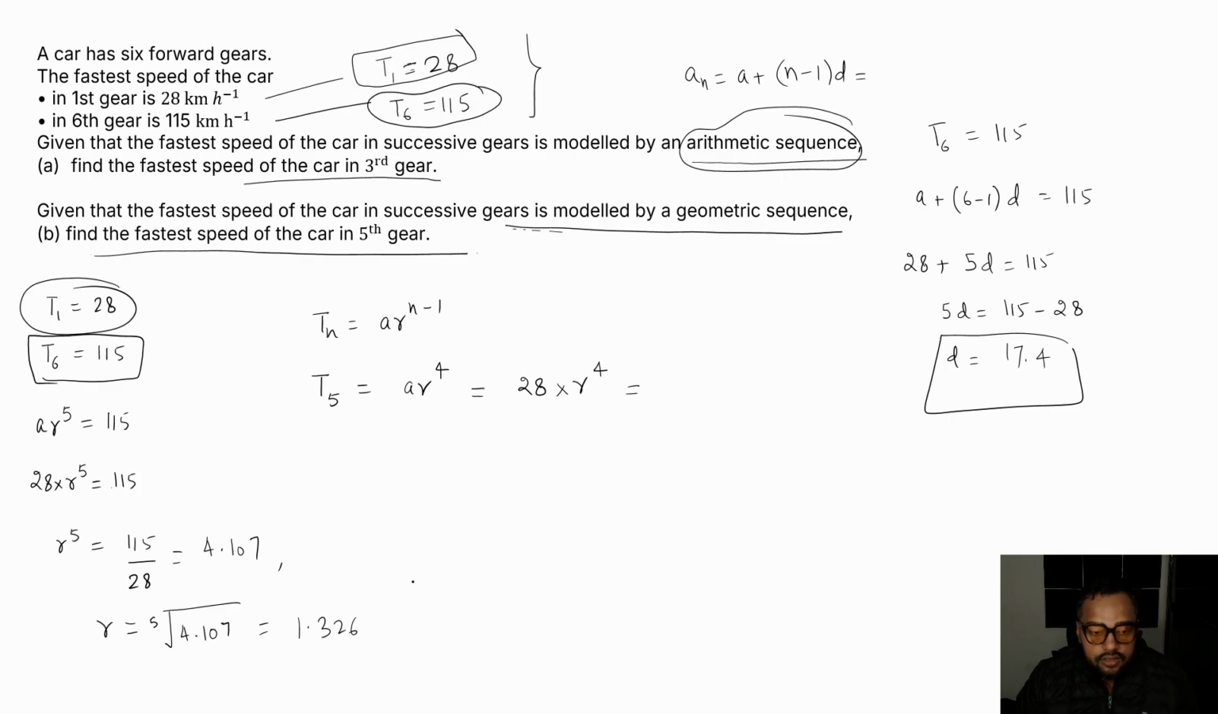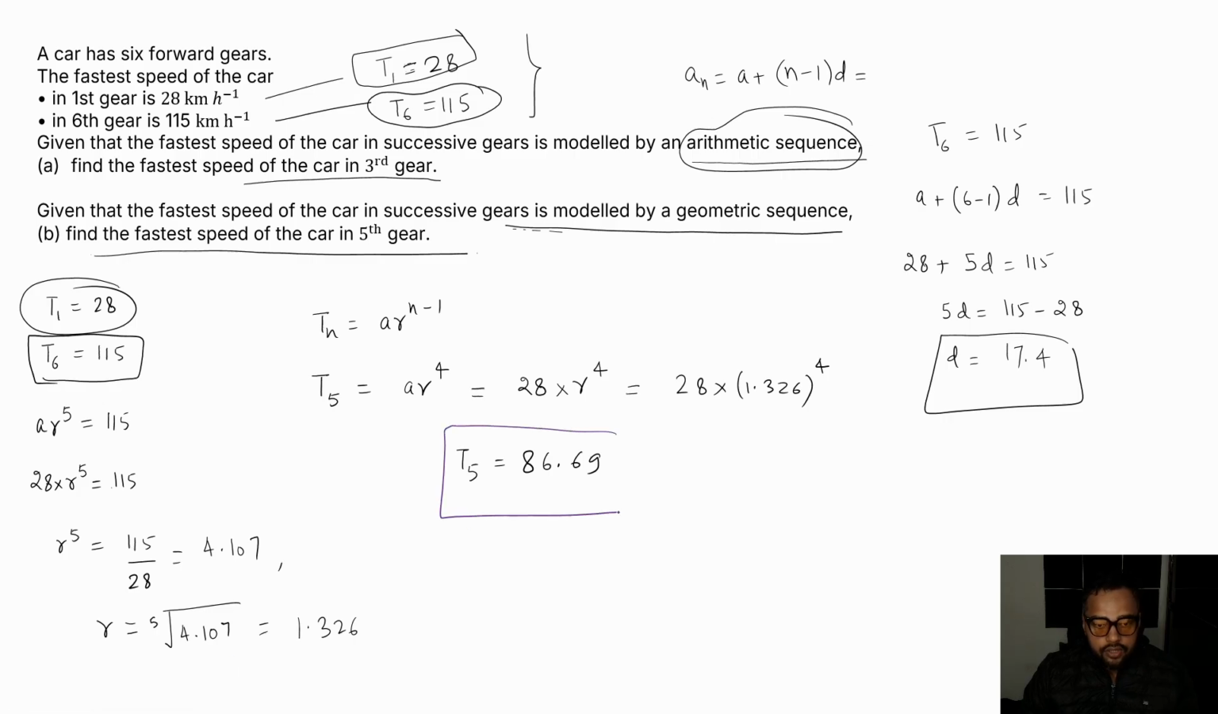So now plugging this value of R in the equation which we have written here, T5 equals 28 cross R raised to the power 4. So we'll get 28 cross 1.326 raised to the power 4. So T5 will be given by the value, cross 28. We are getting 86.69. So this is the solution of this question, students.